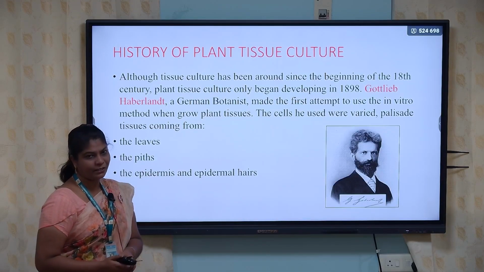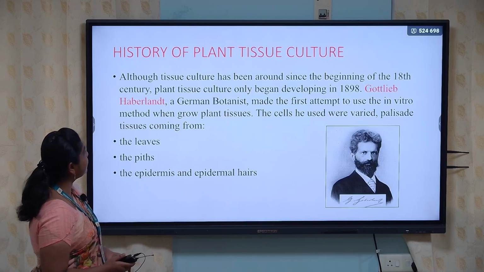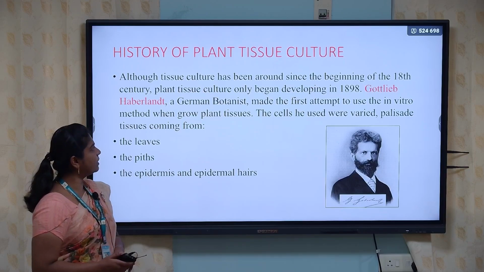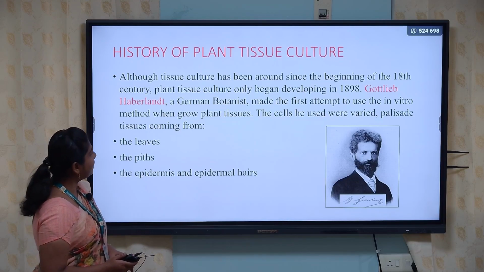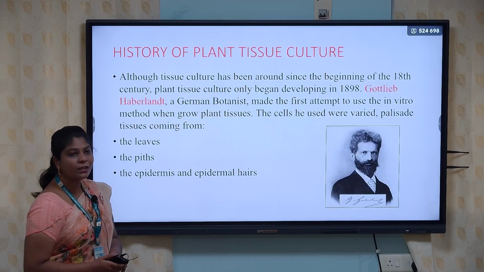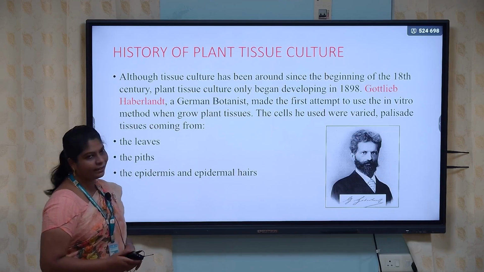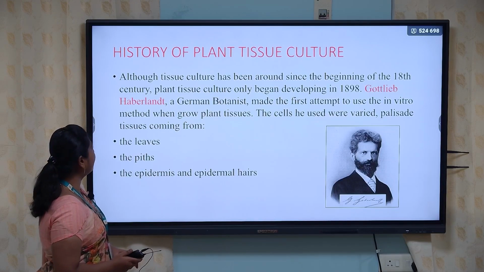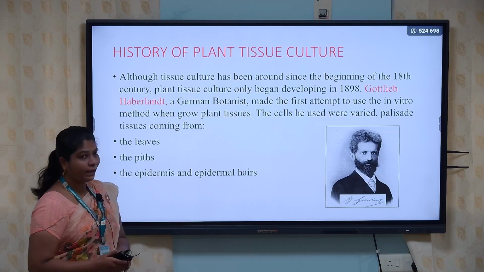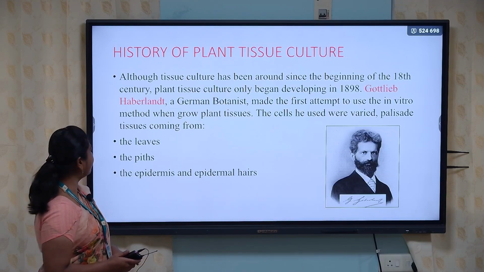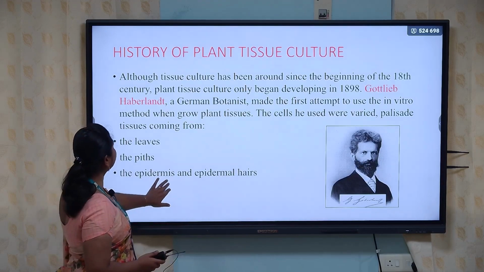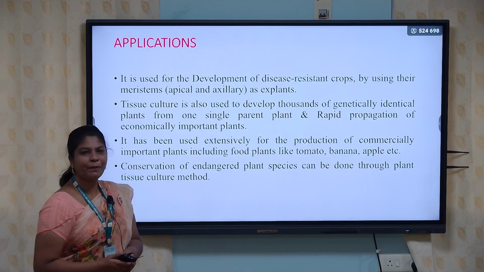History of plant tissue culture. Although tissue culture has been around since the beginning of the 18th century, plant tissue culture only began in the year 1898. Gottlieb Haberlandt, a German botanist, made the first attempt to use the in vitro method when growing plant tissue culture. The cells he used were various palisade tissues coming from the leaves, pith, epidermis and epidermal hairs. And applications of plant tissue culture.